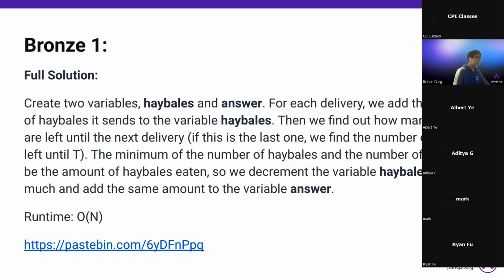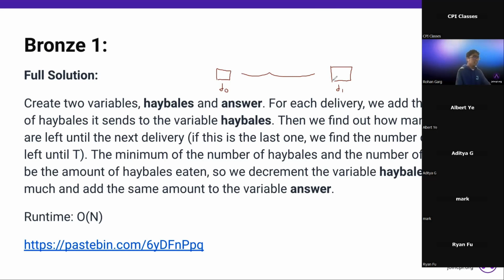So essentially what we're doing is, if we have a delivery here, so we get some hay bales, and there's a delivery on day D0, and then there's a span of days, and there's another delivery at day D1. We're just trying to find the number of hay bales Bessie eats between these two deliveries.